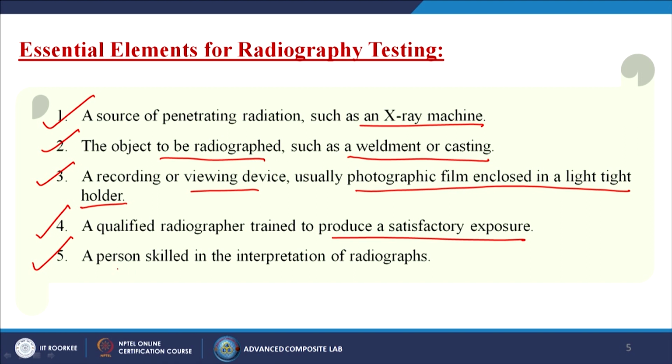And the last one is a skilled person, which is a very important thing, because after getting the film, only then can you recognize whether this is the image of some elements, or some cracks, or some voids, or some pores. So, for that interpretation, a highly skilled operator is required.